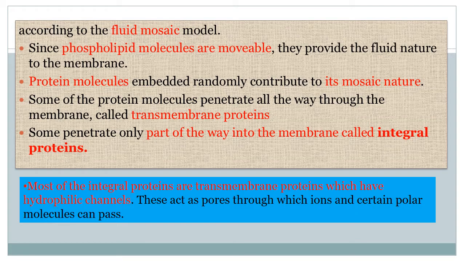Now, according to the fluid mosaic model, since phospholipid molecules are movable, they provide the fluid nature of the membrane, while protein molecules embedded randomly contribute to its mosaic nature. Some of the protein molecules penetrate all the way through the membrane and are called transmembrane proteins. Some penetrate only part of the way into the membrane, and are called integral proteins. Most of the integral proteins are transmembrane proteins, which have hydrophilic channels. So these act as pores through which the ions and certain polar molecules can pass.